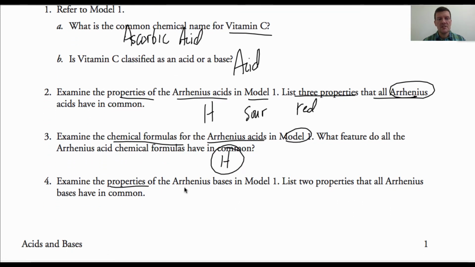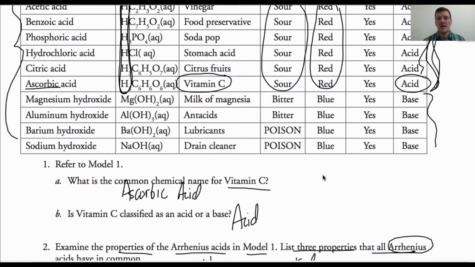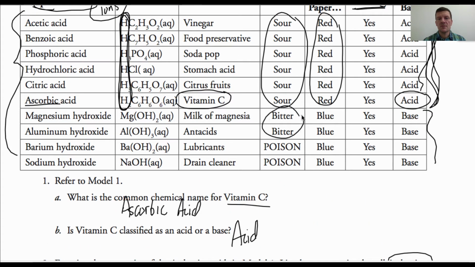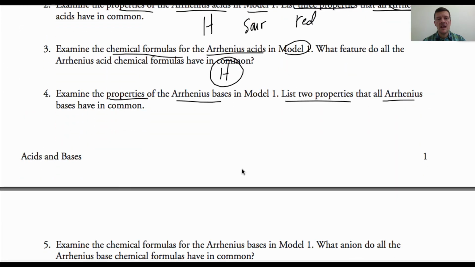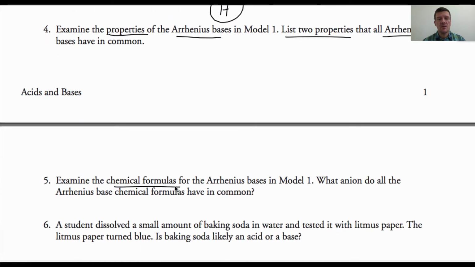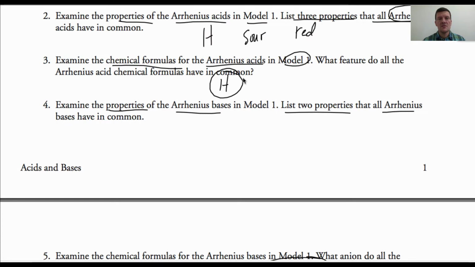Examine the properties of the Arrhenius base. List 2 properties that all of the bases have in common. So you could put that they taste bitter. Obviously, you don't want to be tasting these. They turn litmus paper blue. Okay? And chemically, what do they have? Chemical formula for the bases, you're going to see the hydroxide ion for the bases. So the H plus, this is just a proton. H plus is a proton.